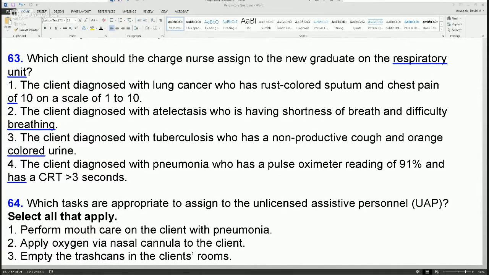Four. It's not 4. Four is not stable. That's it.